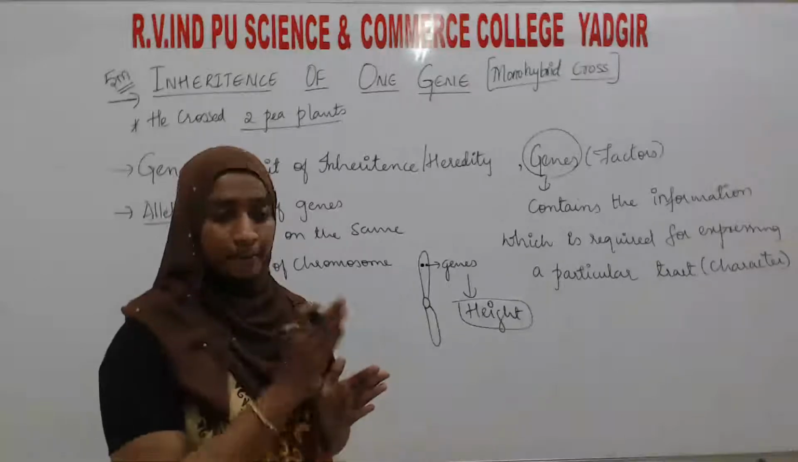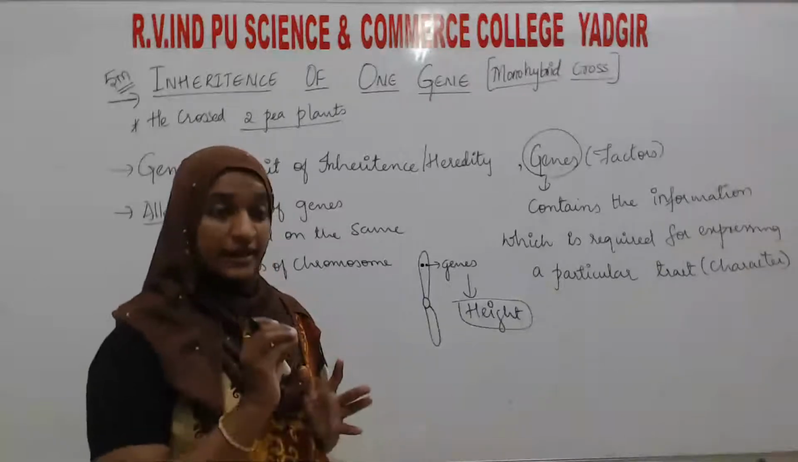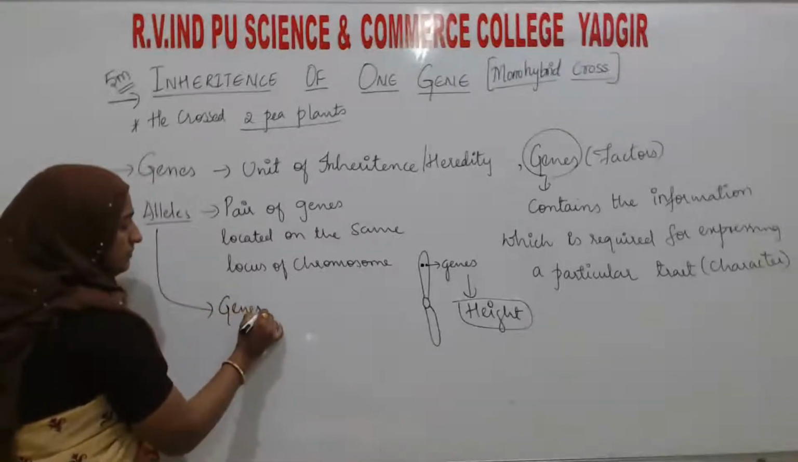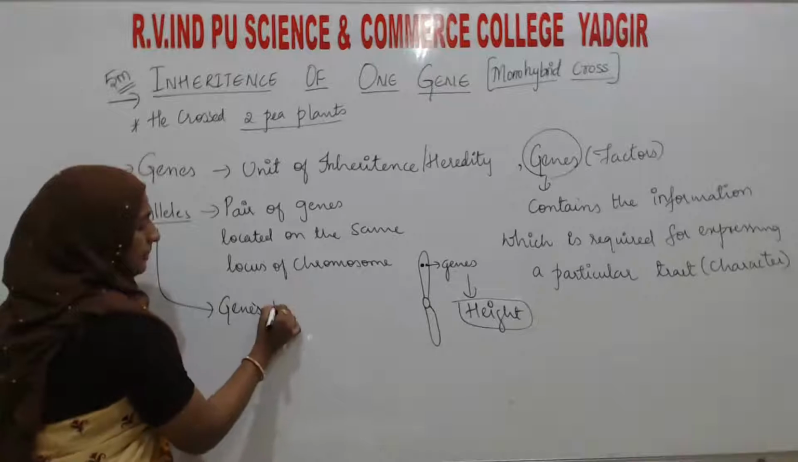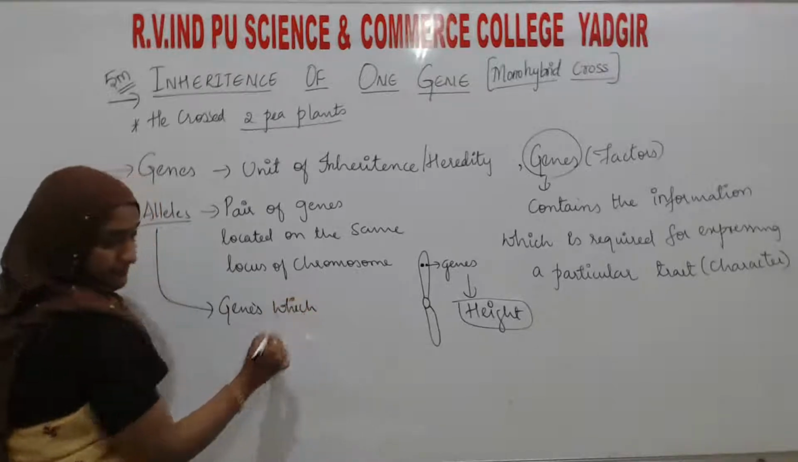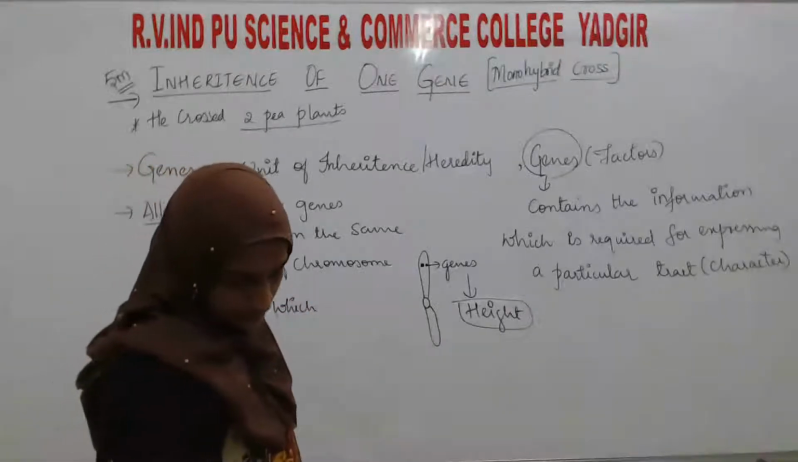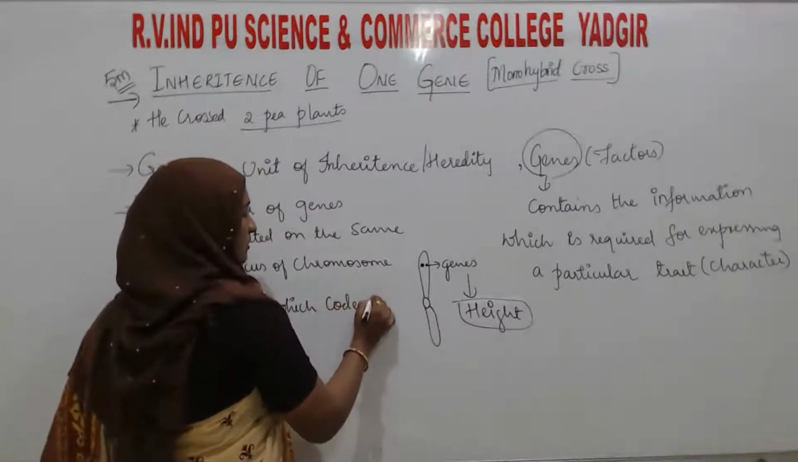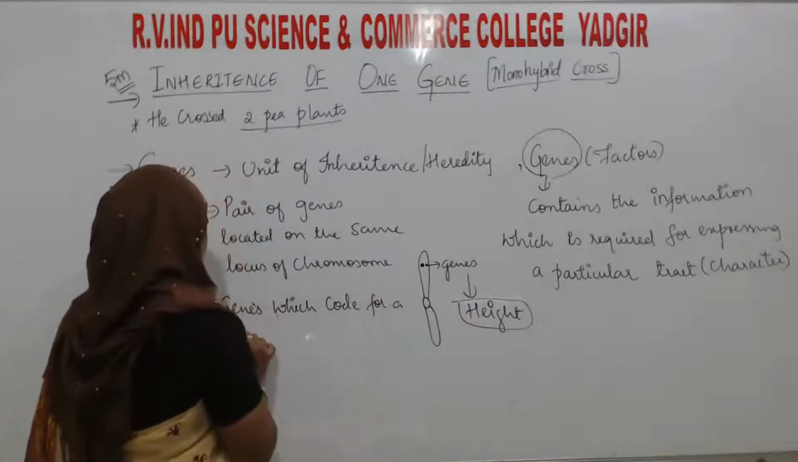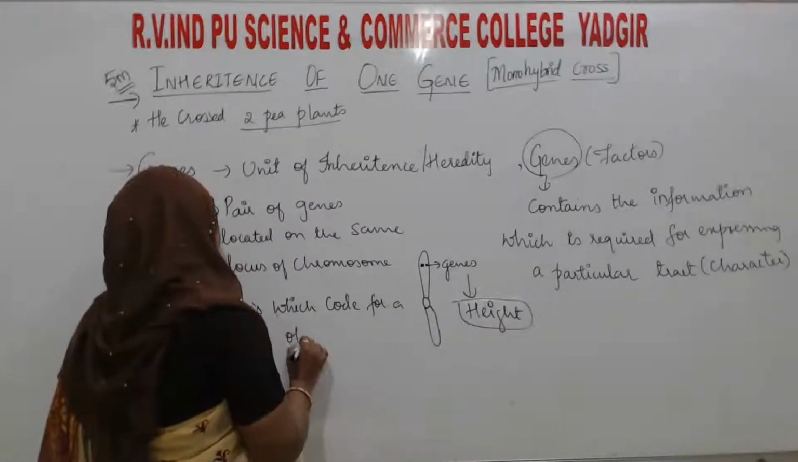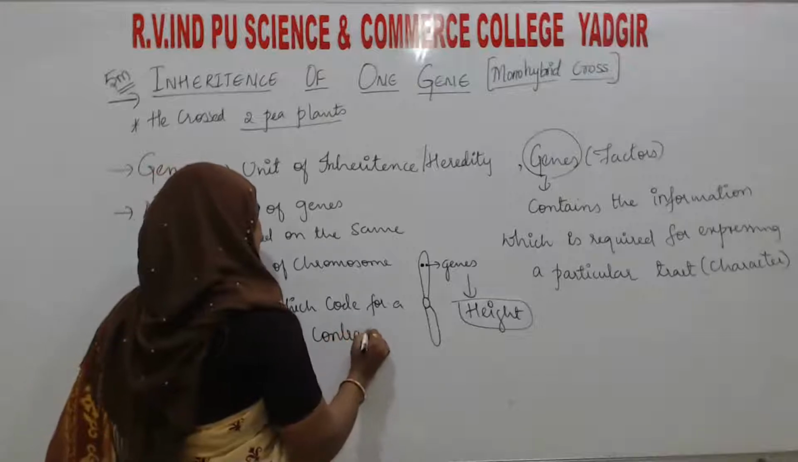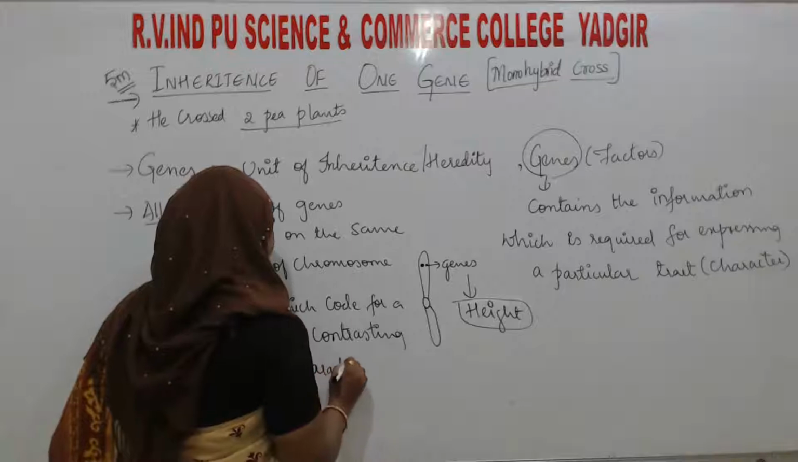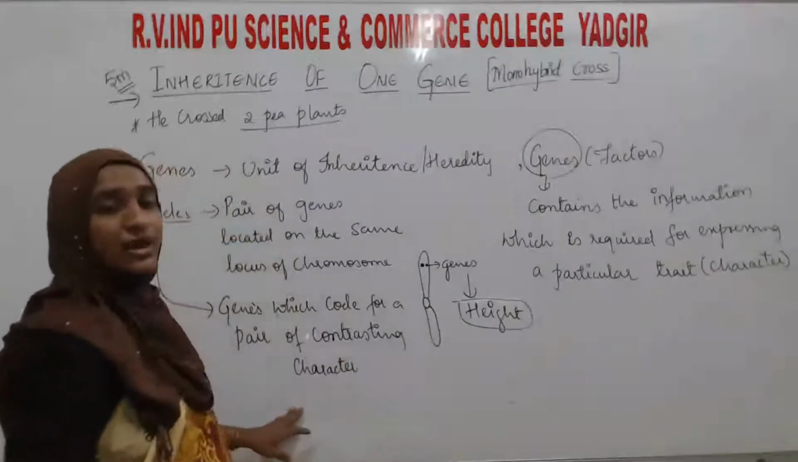Genes which code for a pair of contrasting traits, that is, genes which code for a pair of contrasting characters, are called alleles.